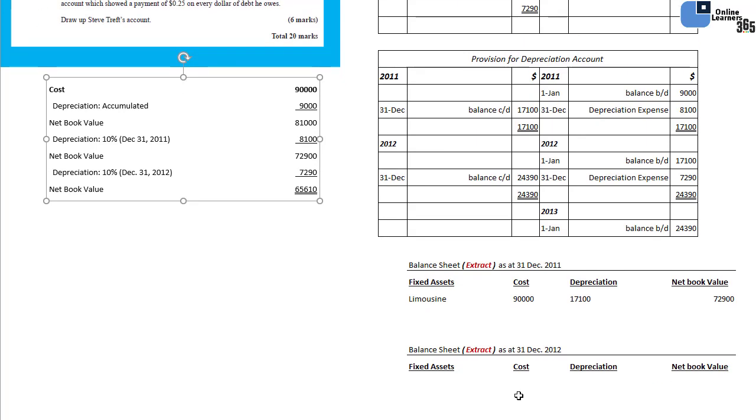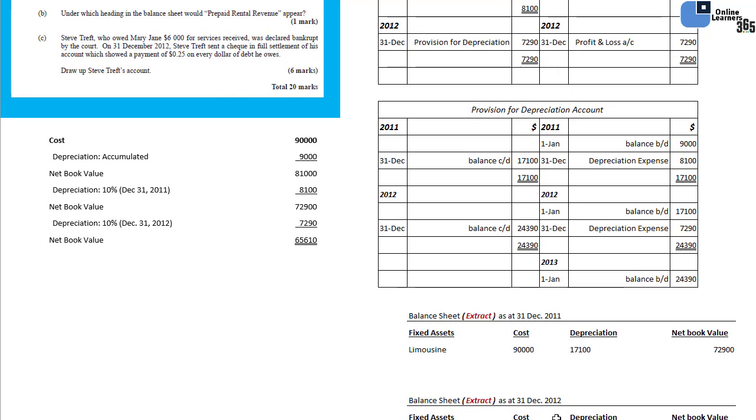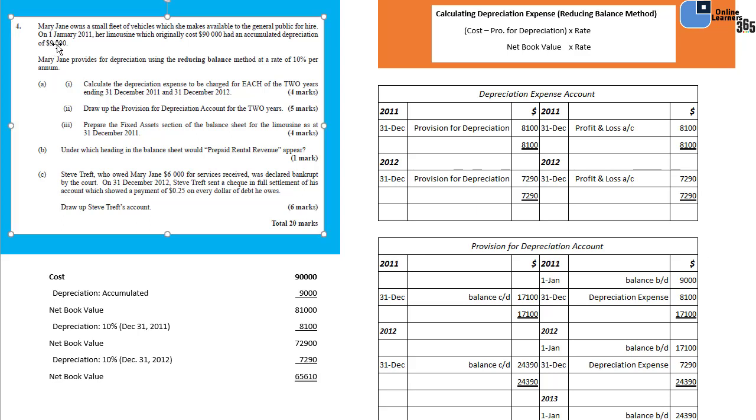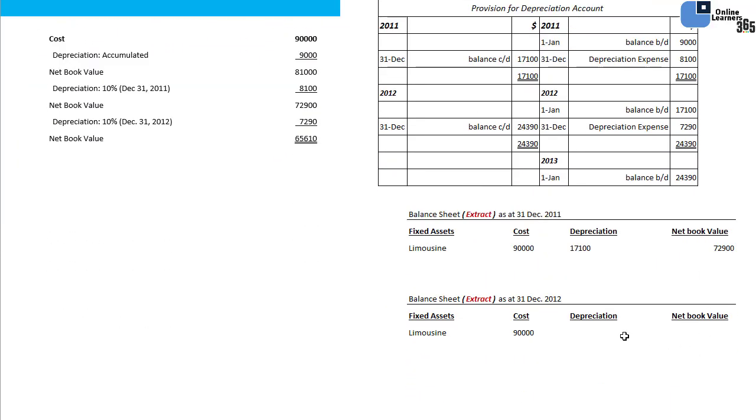Let's go again. Now we were not required to do any calculation for 2012, but just for practice, for fun, let's do it. Cost 90,000, depreciation to date. Now if we're in 2012, we're going to check all the depreciation. We had 9,000 to begin, we had 8,100 for 2011, then we also had 7,290 for 2012. So if we add these three figures together, that would give us a total of 24,390.